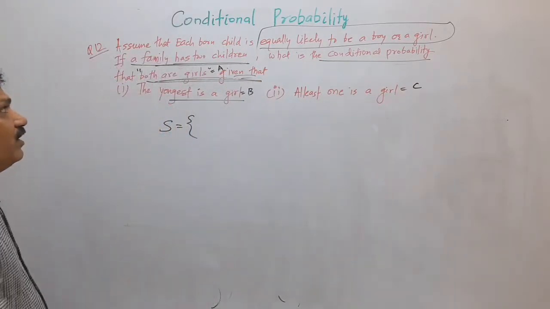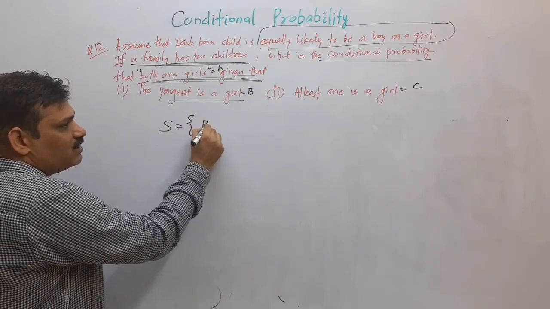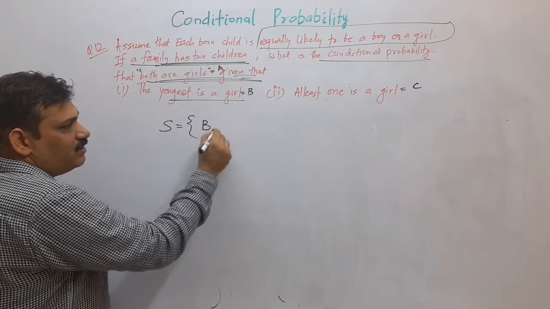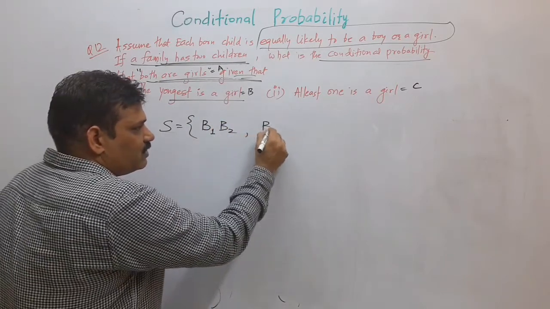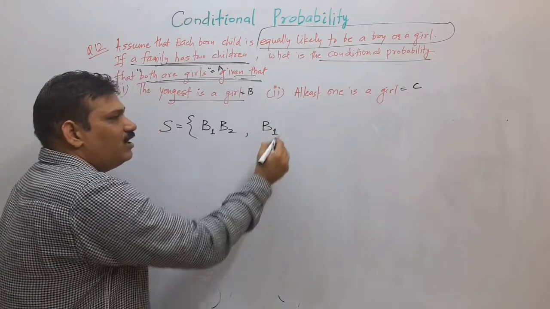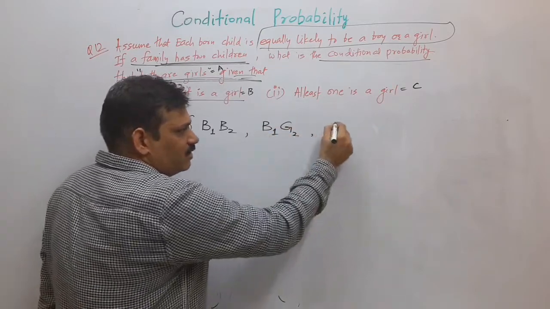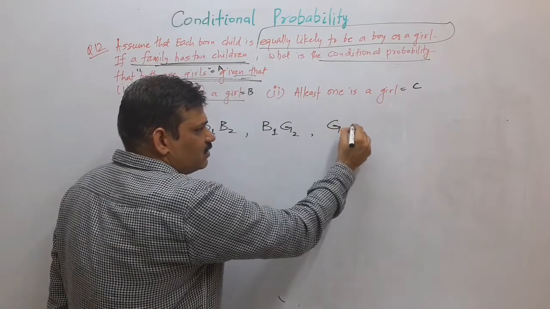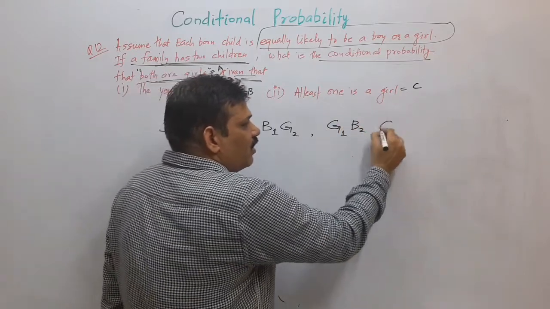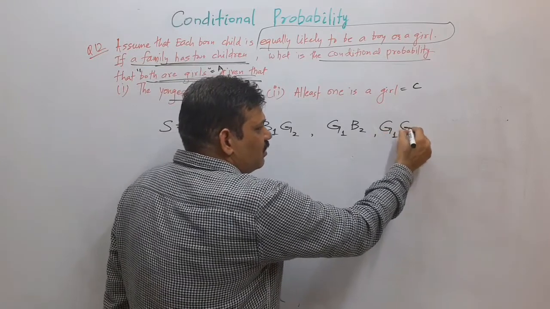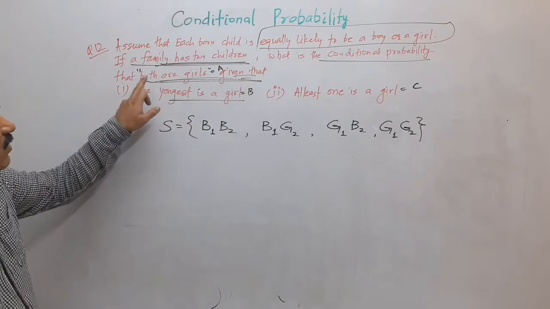If the family has two children, then the first one is a boy and the second one is also a boy. Or the first child is a boy and the second child is a girl. Or there may be a possibility that the first child is a girl and the second one is a boy, or both are girls, meaning the first one is a girl and the second one is a girl. Let's define these events.